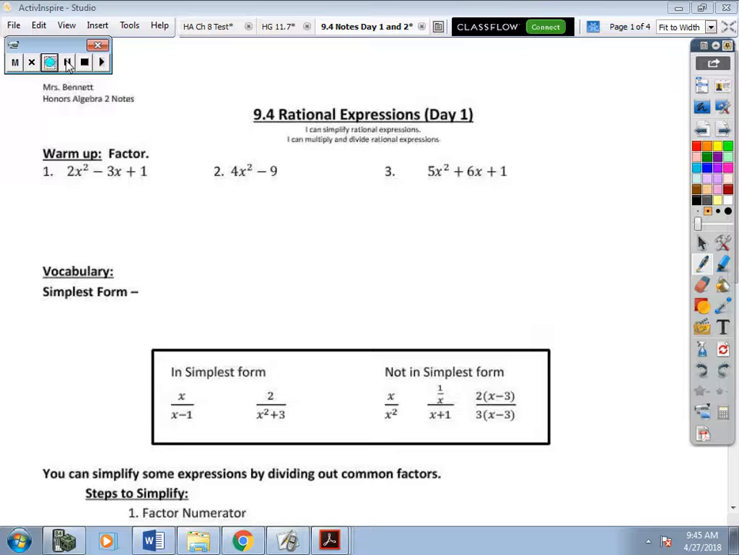Okay, so today we're going to start Chapter 9. We're only going to be doing a few sections in Chapter 9. They all deal with rational expressions. So our warm-up today is just a review of factoring back from Chapter 5.